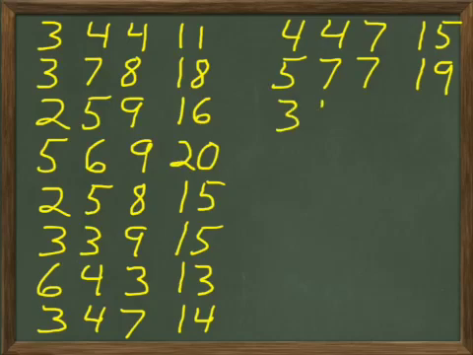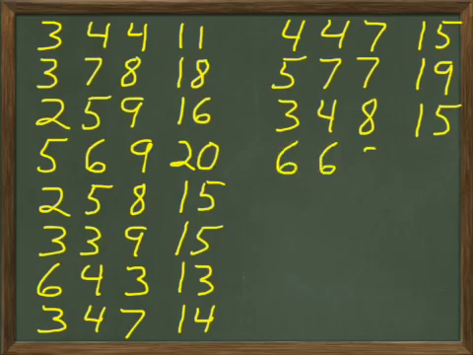3 and 4 and 8. How many are 3 and 4? Well, that's 7. 7 and 8 are 15. A lot of these are adding up to 15, aren't they? How about 6 and 6 and 8? Well, 6 and 6 are 12. 12 and 8 are 20.